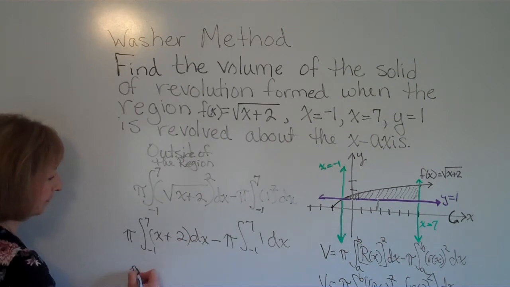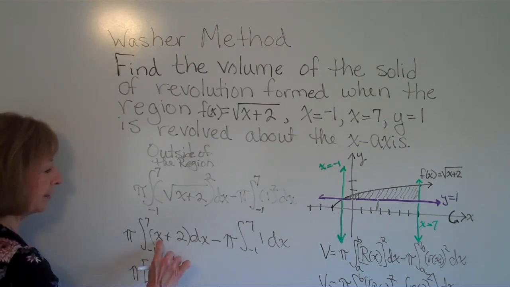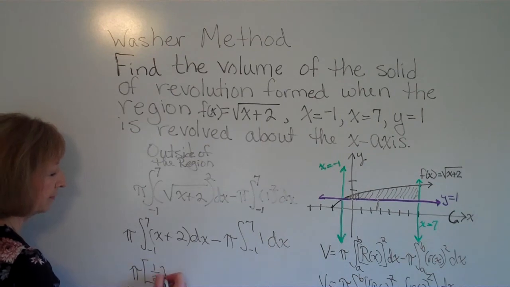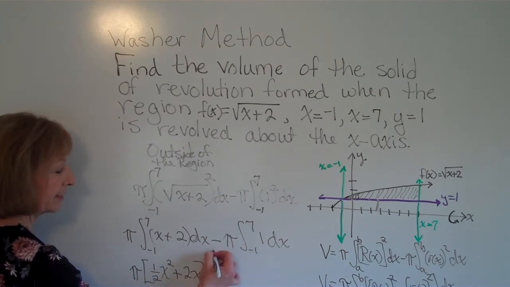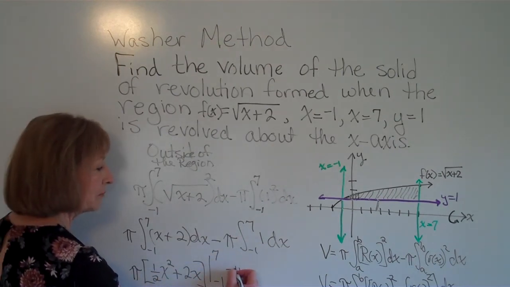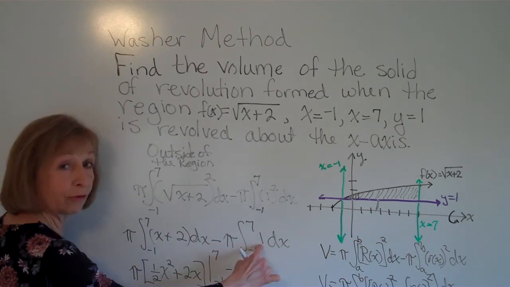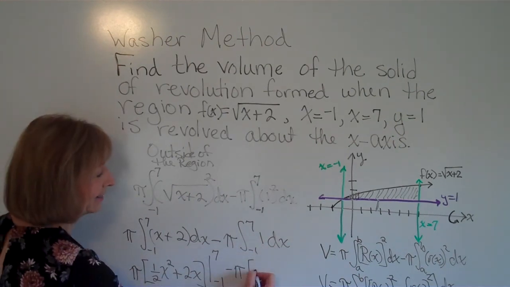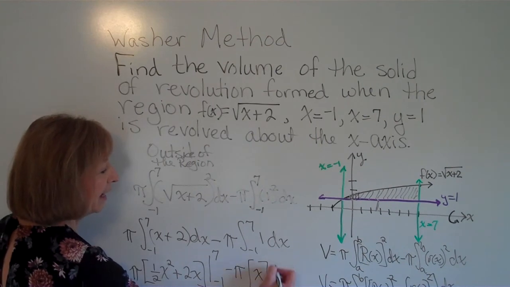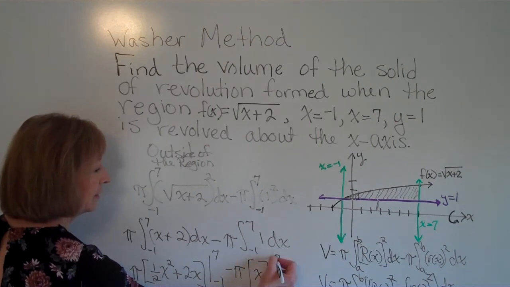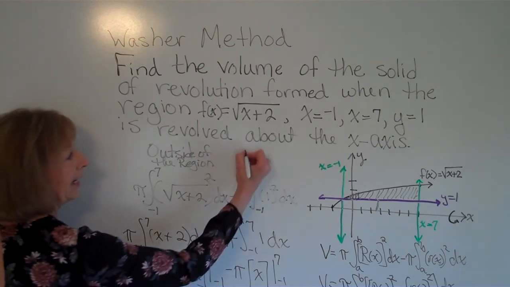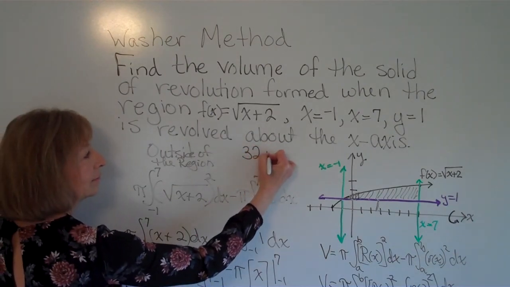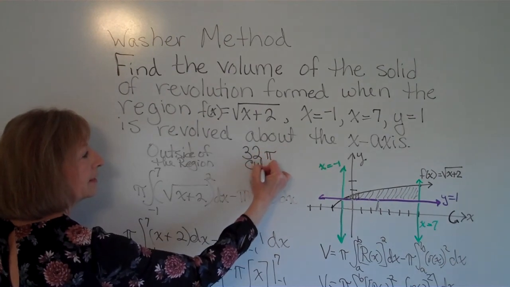Integrating, we have the integral of x is 1/2 x squared. The integral of 2 is 2x. And we'll evaluate that from -1 to 7. And then minus pi times the integral of 1 dx is x. Again, evaluate that from -1 to 7. So we're going to plug in the 7 minus plug in the -1. 2 pi cubic units.